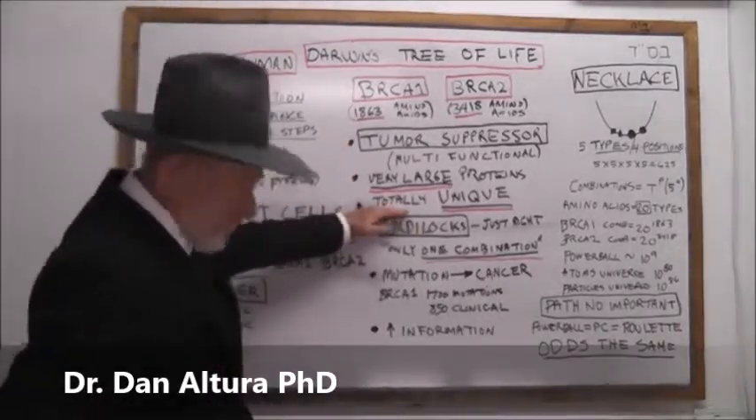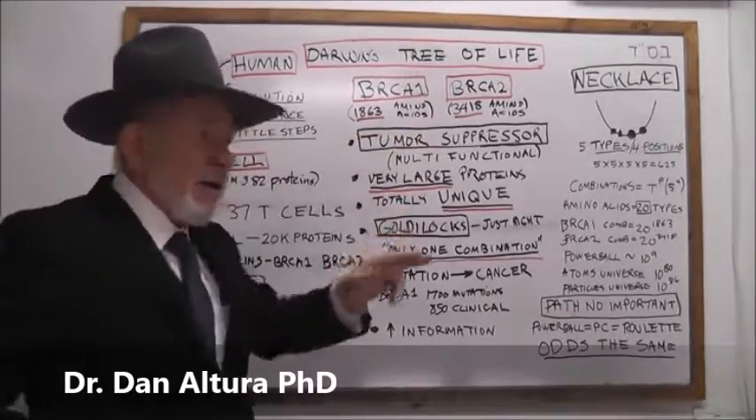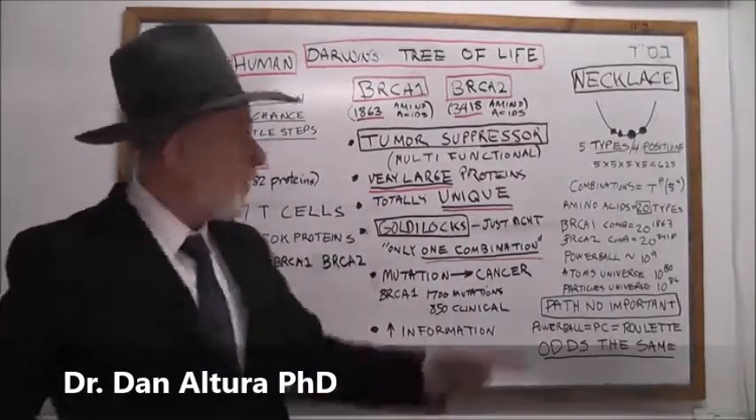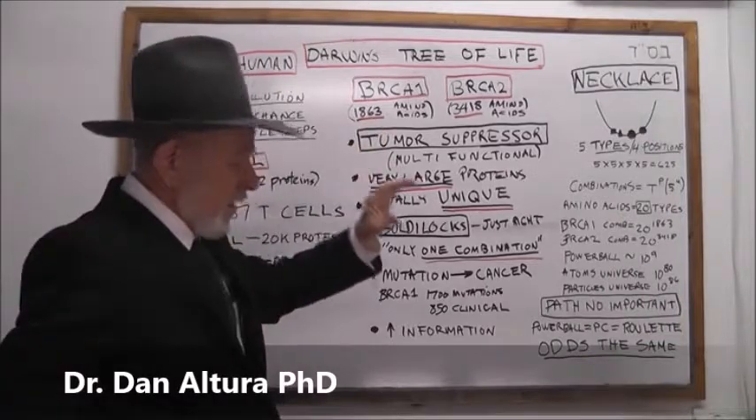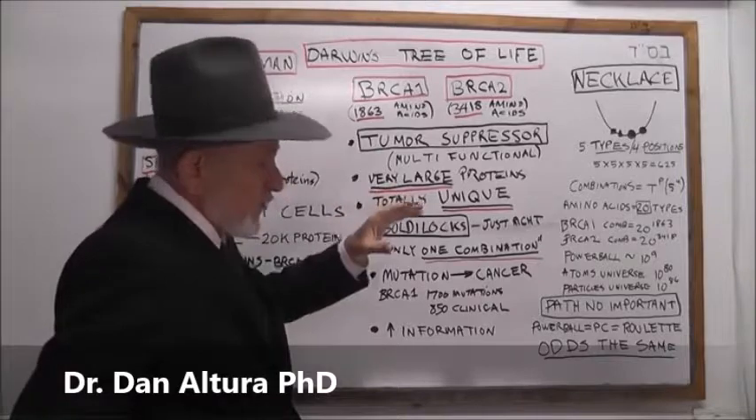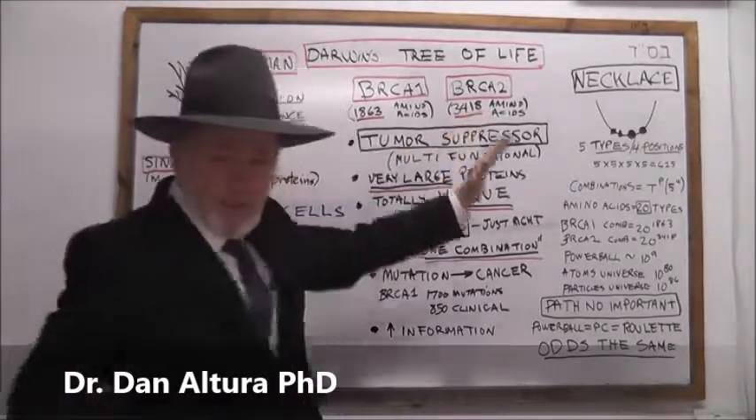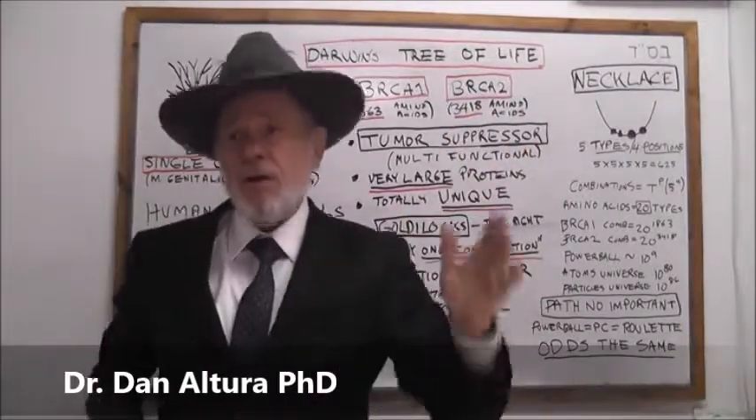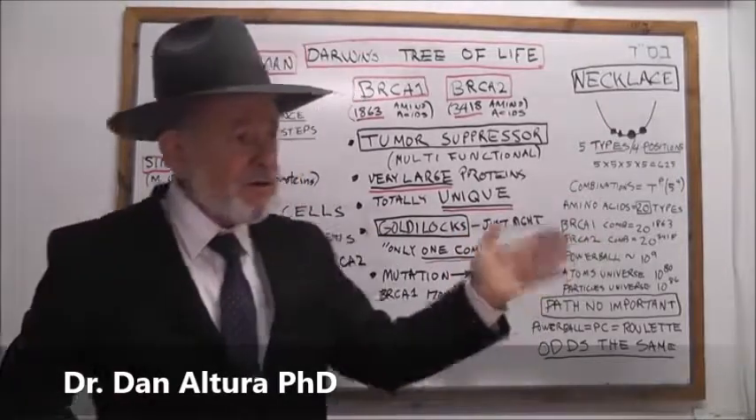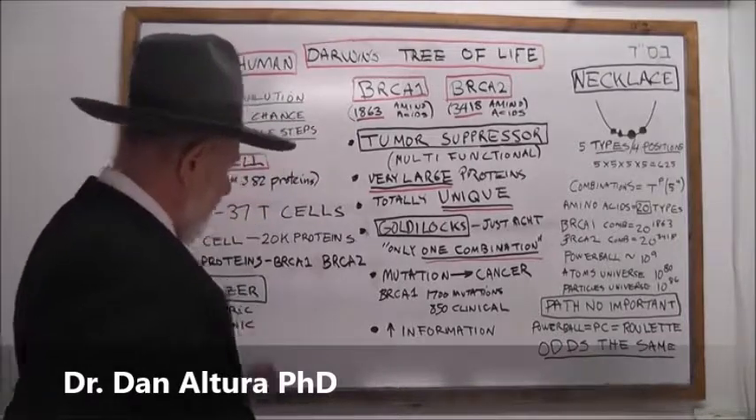These are totally unique, which means they're not only different from each other, but they're different from every other protein in the human cell, except that BRCA1 has a ring component, about 5% of it, which is somewhat similar to another protein. But BRCA2 is totally different. There's no other protein or gene which is similar to the gene of BRCA2.